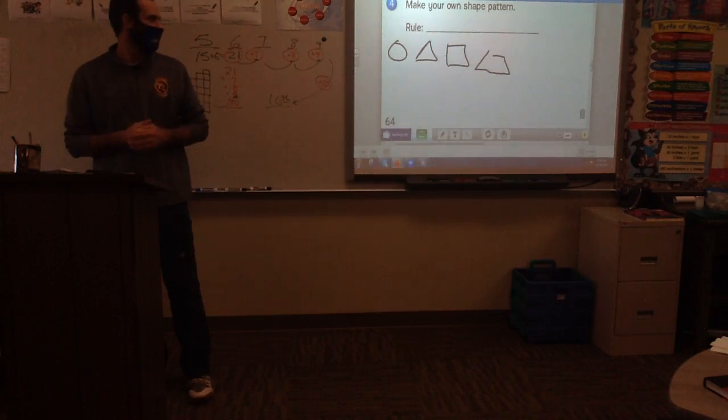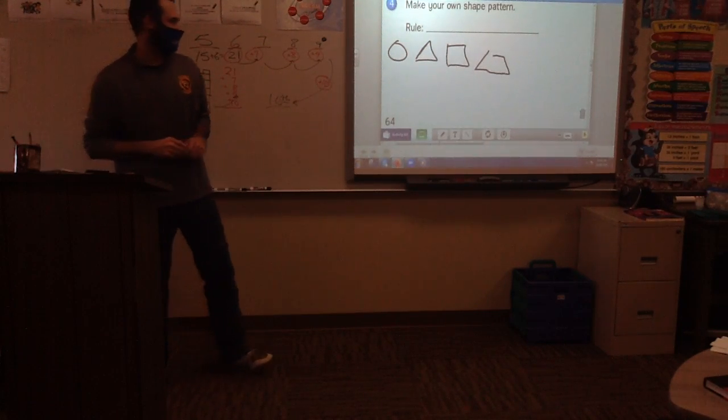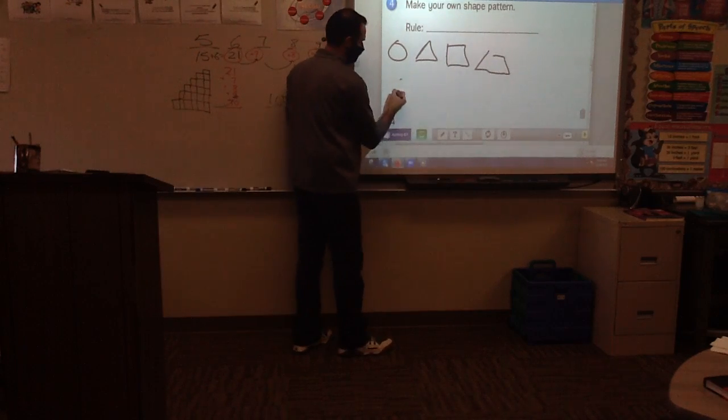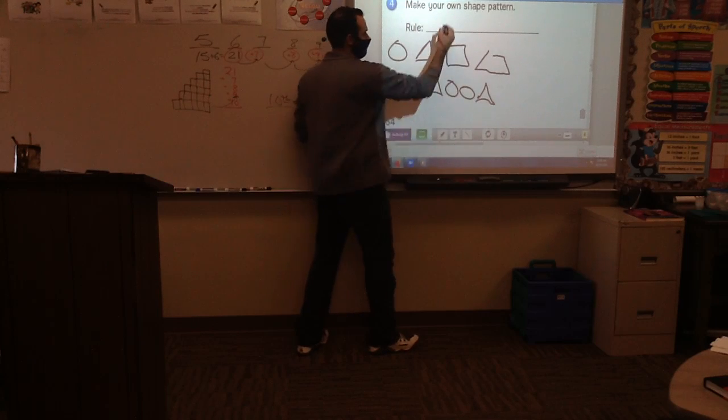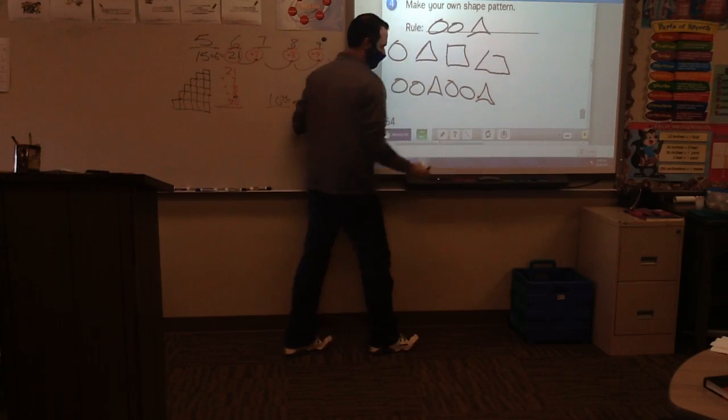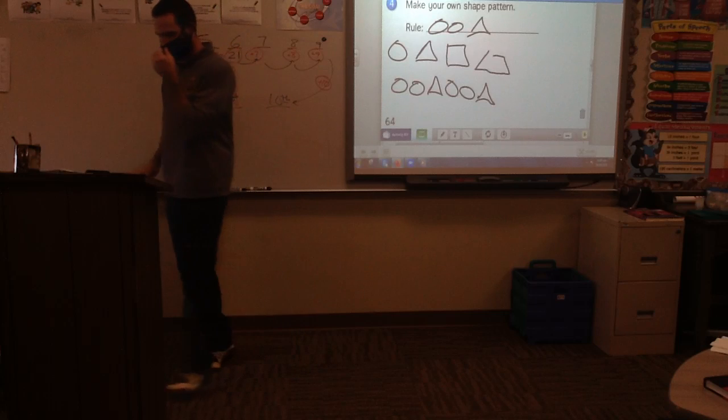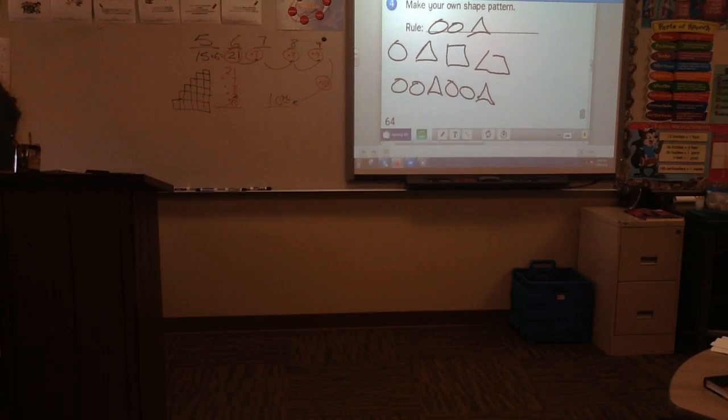Like, what's your pattern? So like, here would be an easy one. If I did circle, circle, triangle, circle, circle, triangle, then my rule would be circle, circle, triangle. Make sense? Yeah. But you can make yours as complex as you want. Go for it. Have fun with it. Can you make like a blank in there, or do you just make your own? You could leave a blank in there. You'd probably have to do the first sequence though before you leave one.